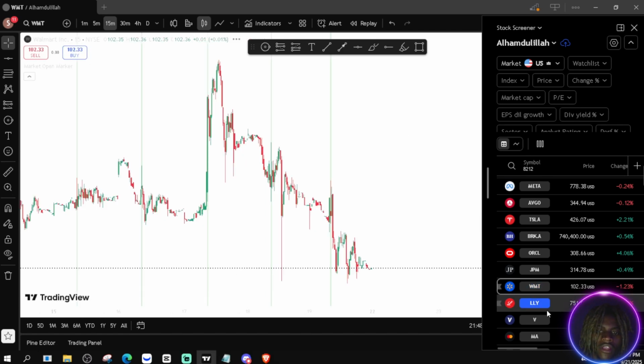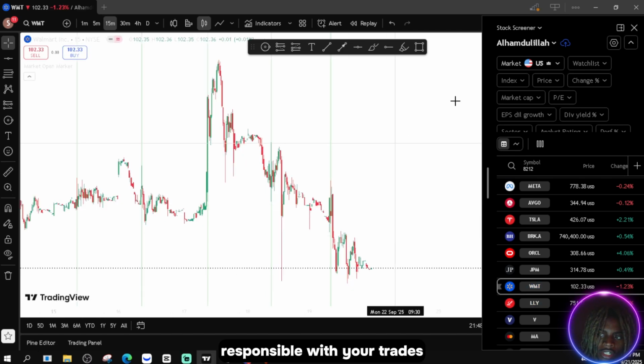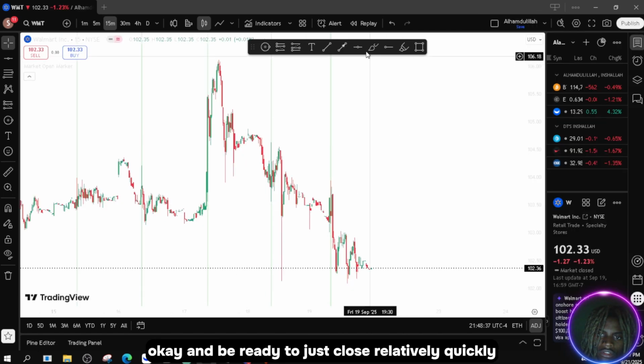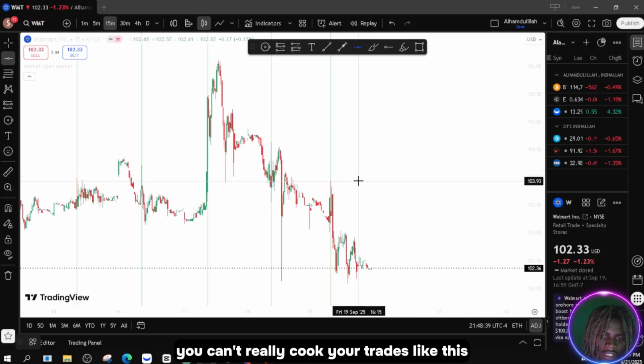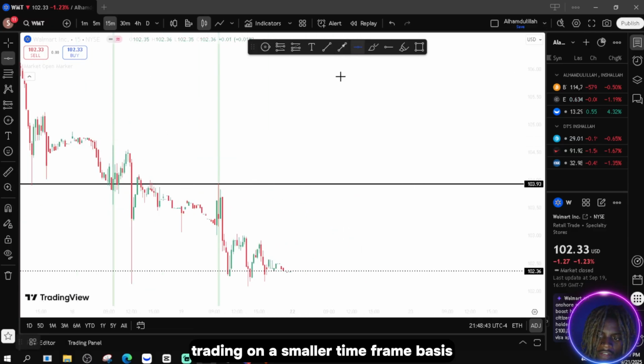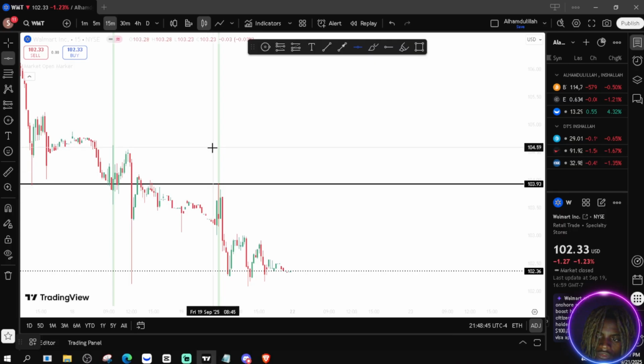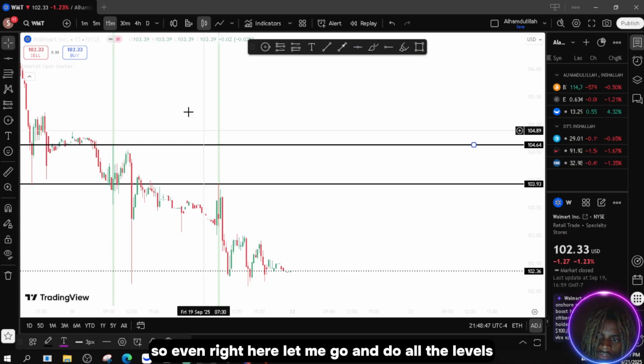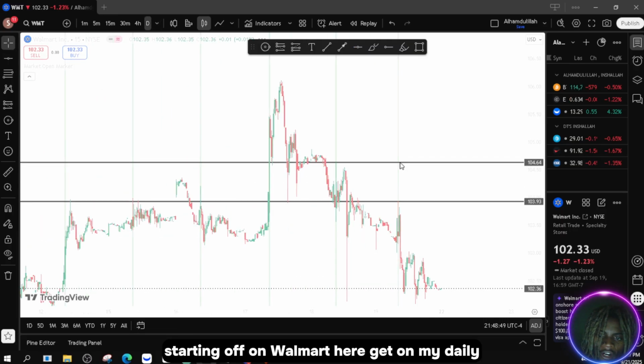Okay, be responsible with your trades, and be ready to just close relatively quickly. You can't really cook your trades like this, especially when you're trading on a smaller time frame basis. So even right here, let me go ahead and do all the levels. Starting off on Walmart here, get on my daily.